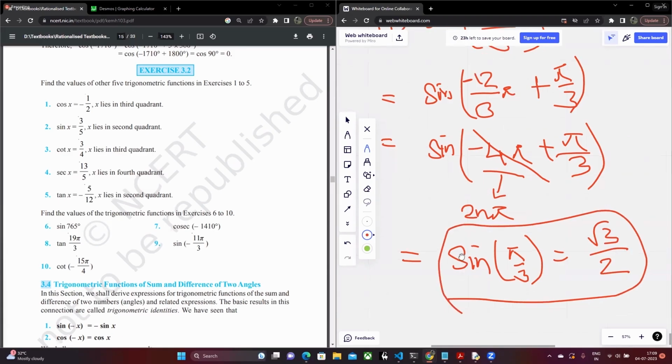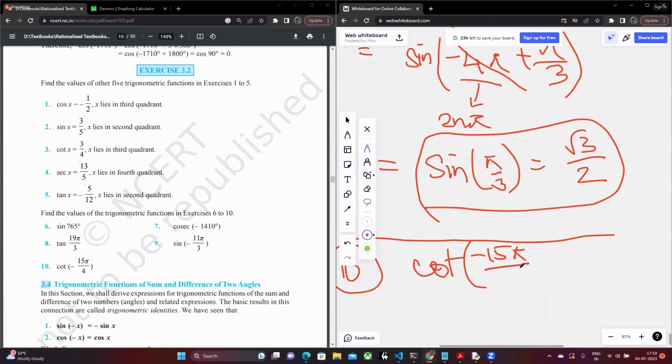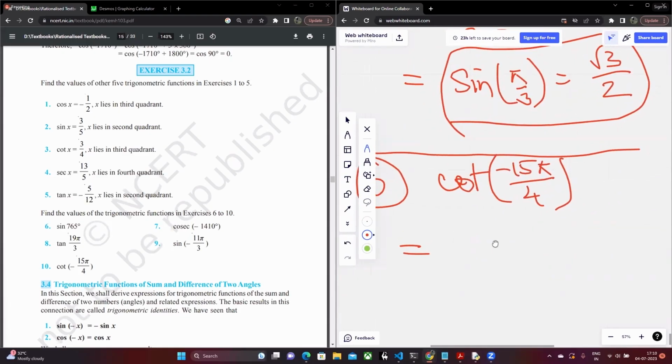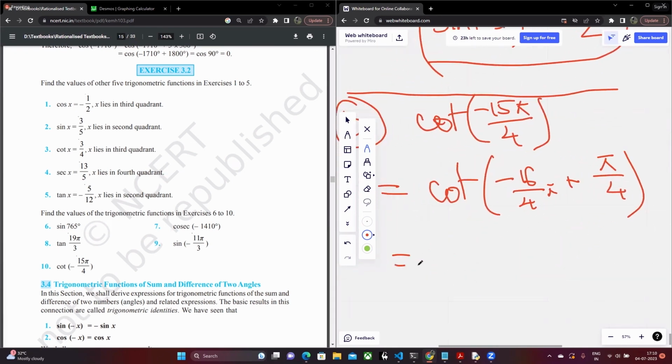Right. And finally, the last question. Chord of minus 15 pi by 4. Minus 15 pi divided by 4. You can represent this as chord of minus 16 by 4 pi plus pi by 4, right? Because this is minus 16 plus 1, that is minus 15. And so I can write it this way. This is basically chord of minus 4 pi plus pi by 4.